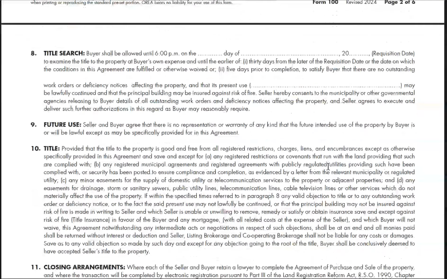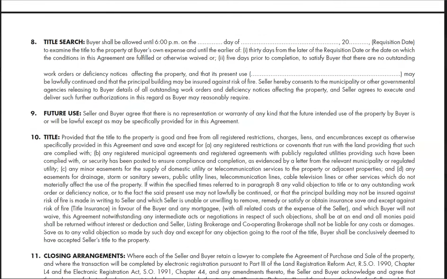Okay, let's go through title search. So the title search clause is basically critical in a real estate transaction because it protects the buyer by allowing time to verify the legal status of the property title. So what's registered as the title, and making sure that everything is correct throughout the title search.